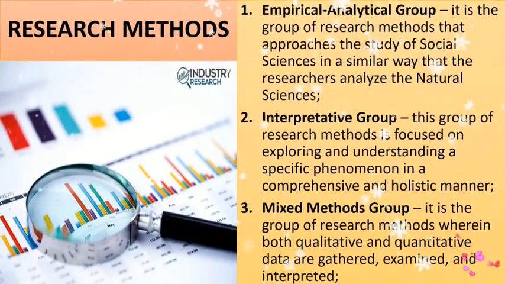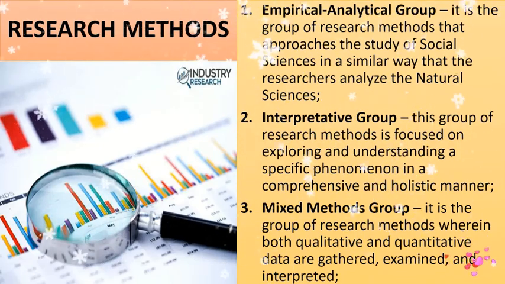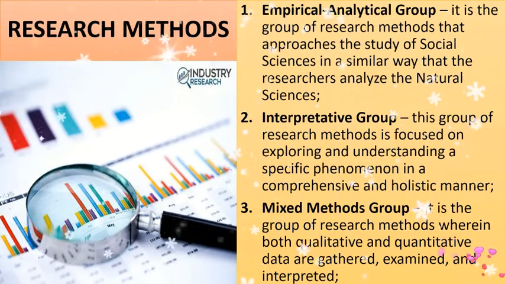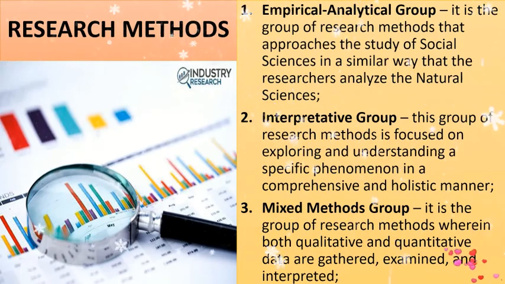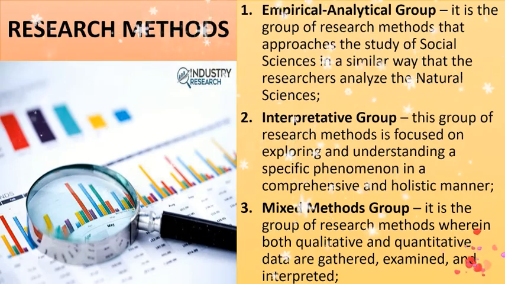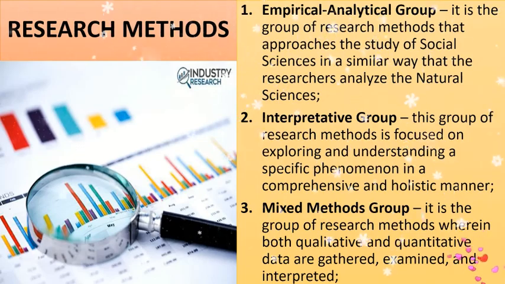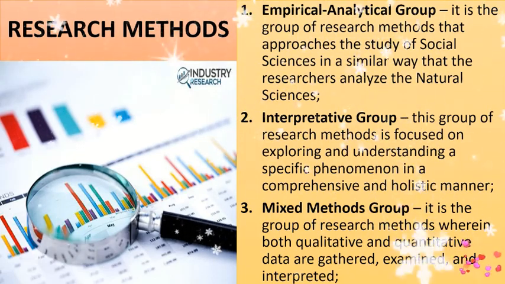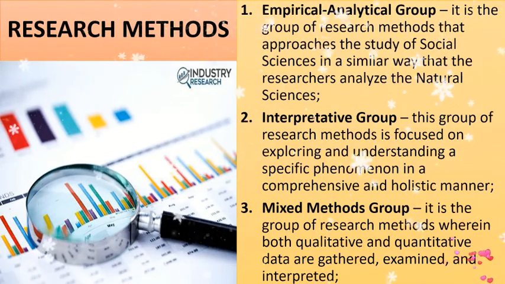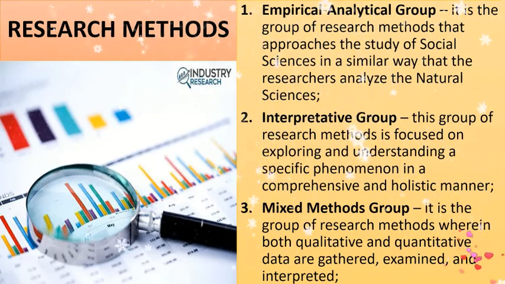Research methods. So research methods, first is the empirical analytical group. It is the group of research methods that approaches the study of social sciences in a similar way that researchers analyze the natural sciences. Second, interpretative group. This group of research methods is focused on exploring and understanding a specific phenomenon in a comprehensive and holistic manner. Third, mixed methods group. It is the group of research methods wherein both qualitative and quantitative data are gathered, examined, and interpreted.